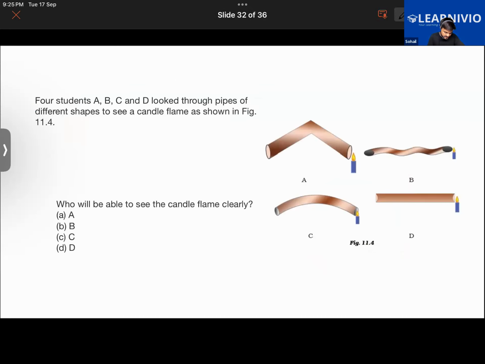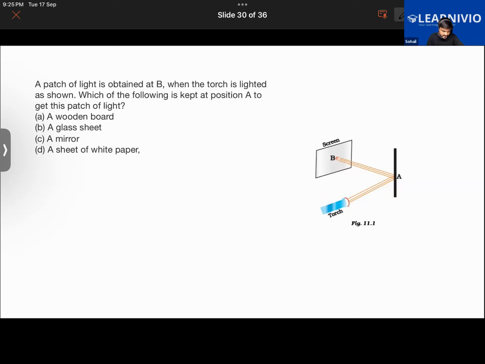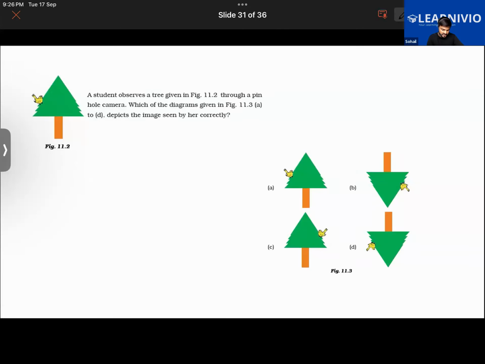There are some questions to be discussed in this. We'll be discussing that. Let us do this question quickly. A patch of light is obtained at B here. So obviously this object A here is a plane mirror. So to get this patch of light on your screen, we have placed a plane mirror here. So in fact, that is the answer. The question was saying that a patch of light is obtained at B. In order to obtain this light at B, the ray coming from the torch must interact with this A, the plane mirror, or basically a mirror. Okay, that is one thing.